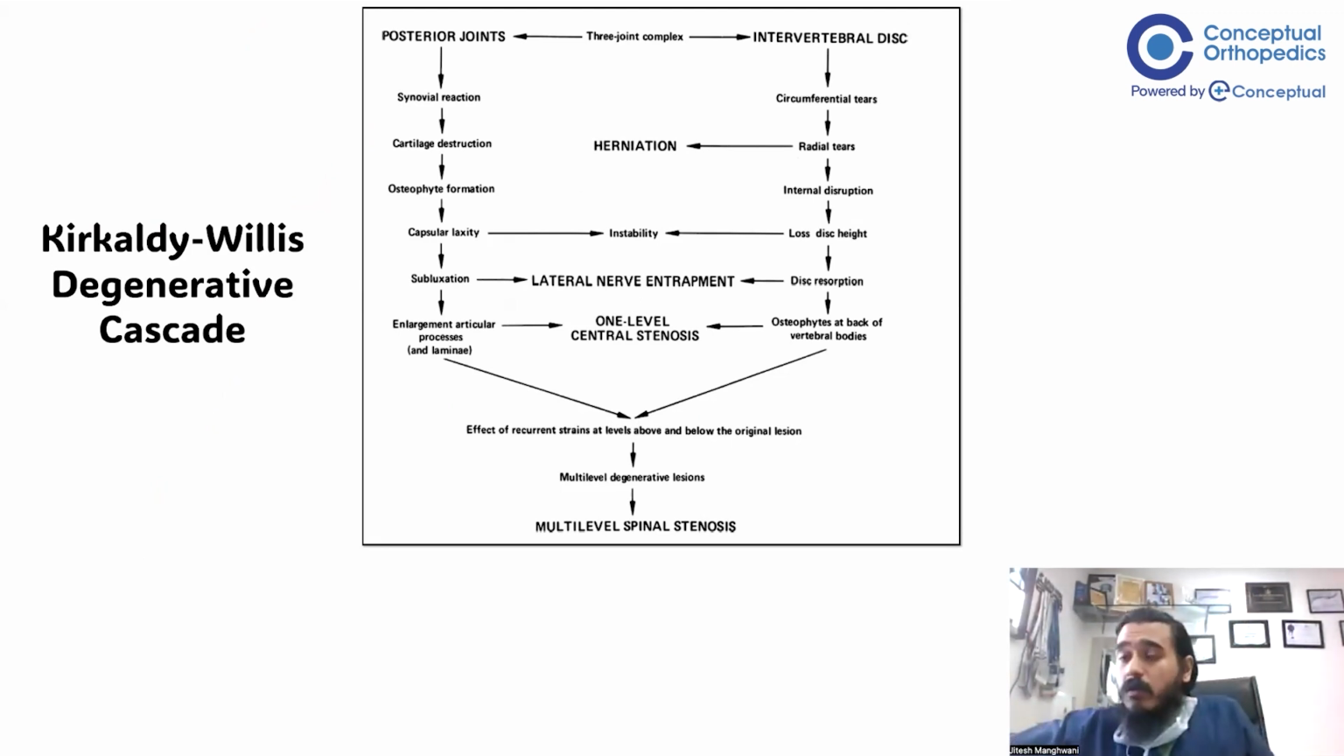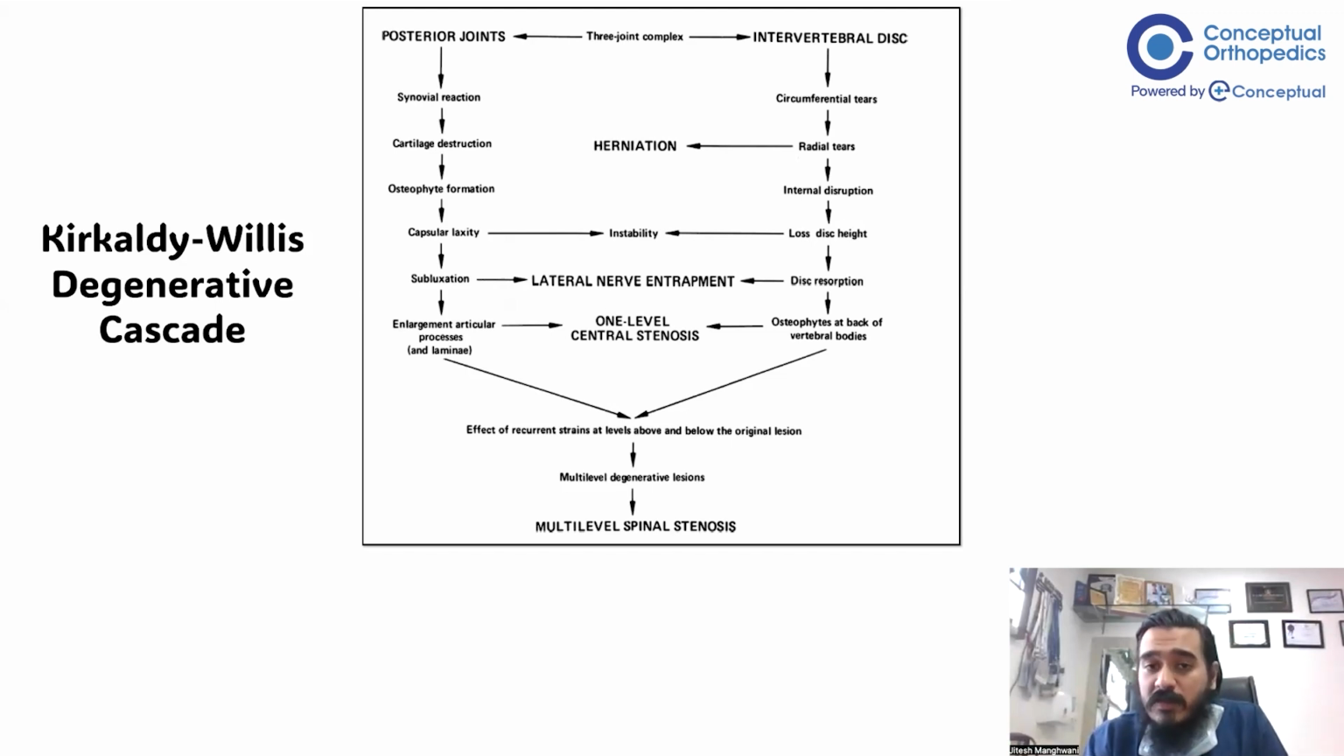Whenever there is a circumferential tear and a radial tear in the disc, that will cause herniation. And there can be internal disruption also, without things coming out, which causes the loss in disc height. This loss in disc height can contribute to instability in the spine. Similarly, in the posterior joints, there is a lot of synovial reaction, because these are synovial joints. The cartilage gets disrupted, followed by osteophyte formation. The capsule laxity adds to the instability. So loss of disc height and capsular laxity contribute to the instability.